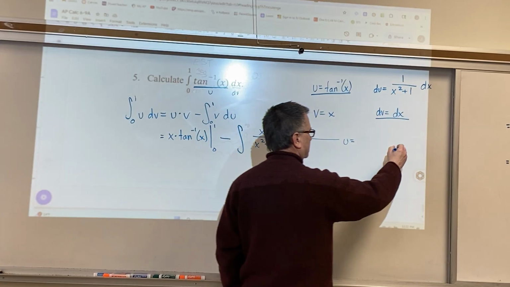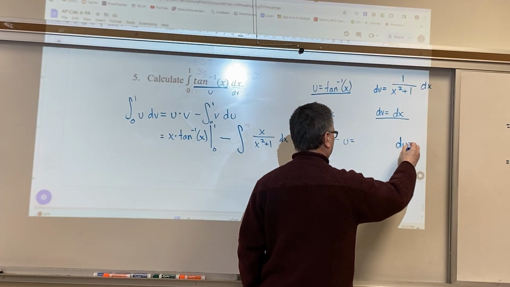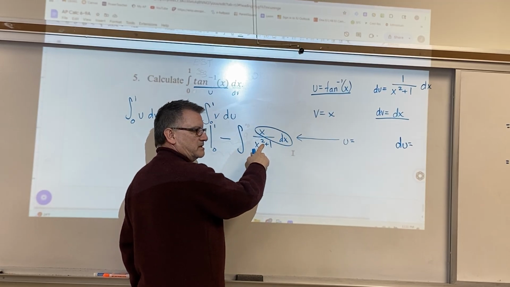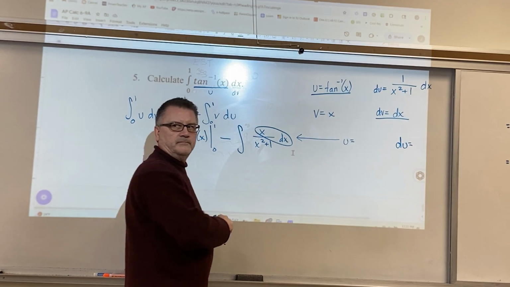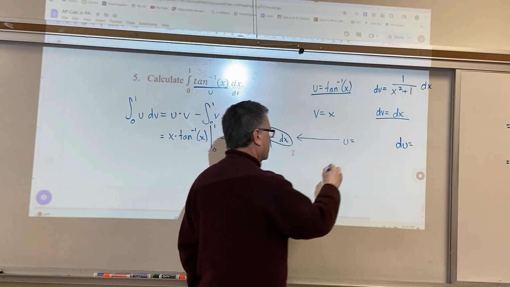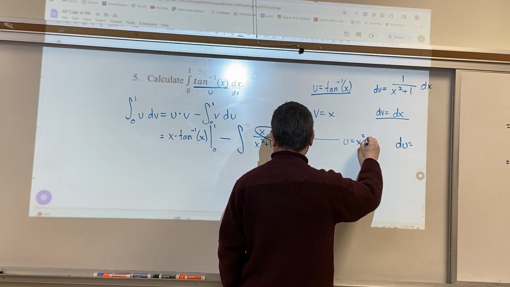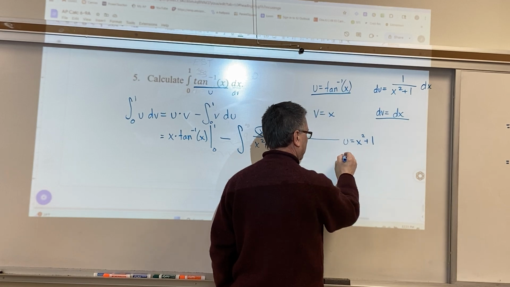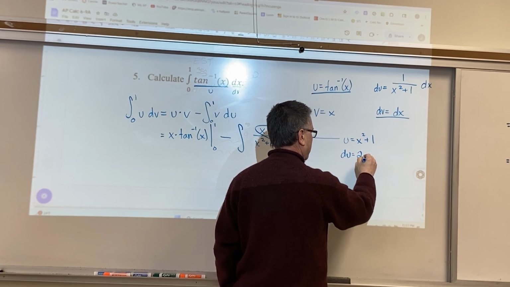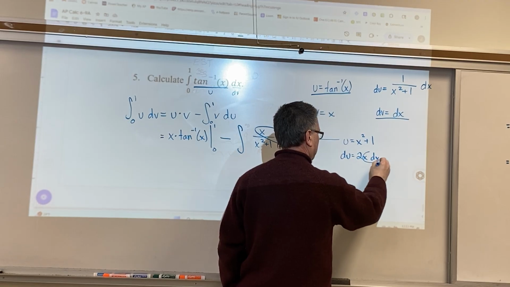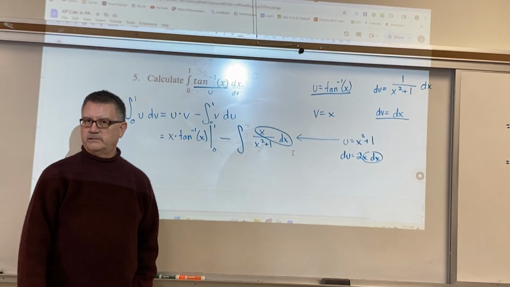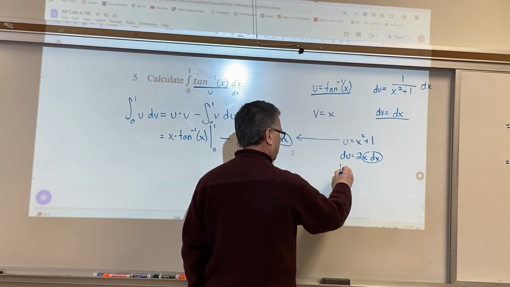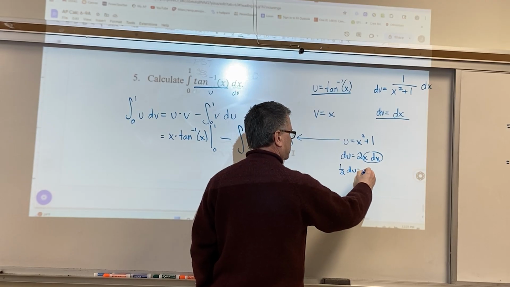But I see something here. I don't have to do integration by parts again, because I see this and I see this. So if I let u be x squared plus 1, then du is going to be 2x dx. I see the x dx, so divide by 2, or if you want, 1/2 x dx.